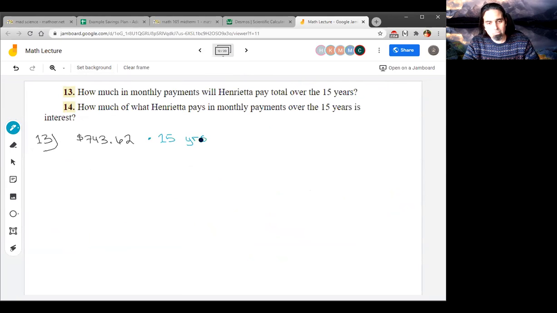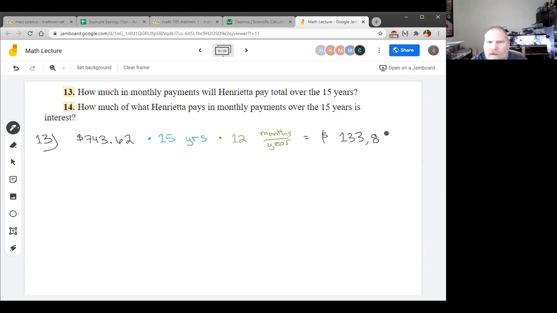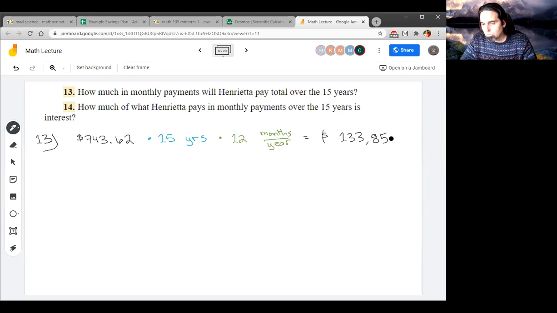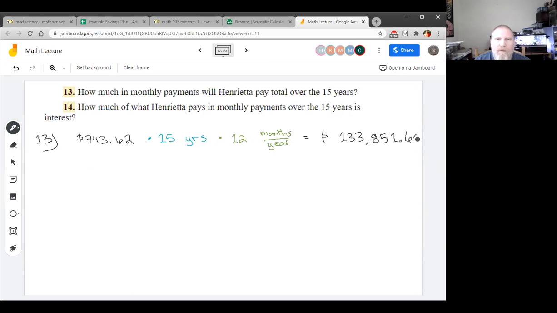She's writing checks. And every month she has to write a check. So 12 months per year. And we get 133,000. Wouldn't it be divided by months? No, because every month she has to write a check of 743.